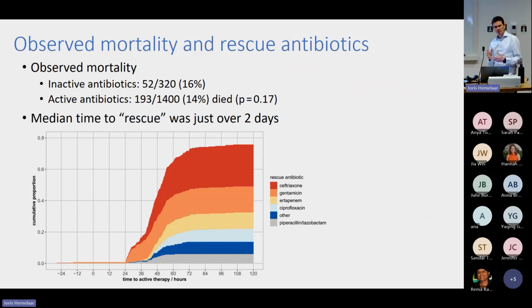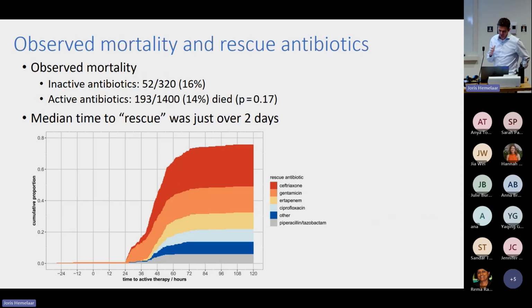Now, you remember I showed you that plot which suggested every hour matters. Well, now if we look at how long it took people to get back on the right antibiotics, or on effective antibiotics, at least as far as the lab showed, the median time to rescue was just over about 2 days. So this is time from having the blood culture taken to actually starting effective antibiotics.